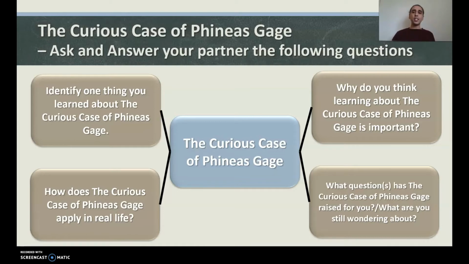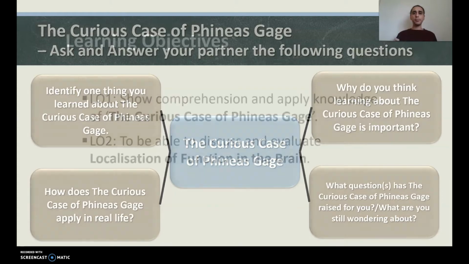The case of Phineas Gage comes up in psychology again and again and again. If you decide to go and do it in further education, you'll find it at university, at master's level, at doctorate level, wherever. It comes up again and again. How does the curious case of Phineas Gage apply in real life? How is this helpful? How is this useful to us? And then what questions has the curious case of Phineas Gage raised for you? What are you still wondering about? You got any questions? Write them down.